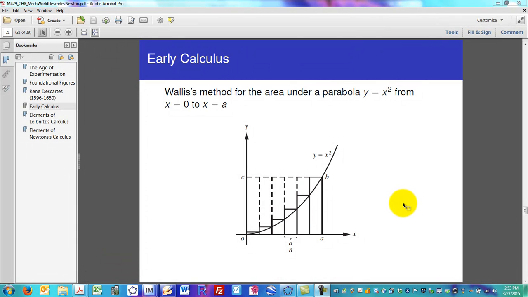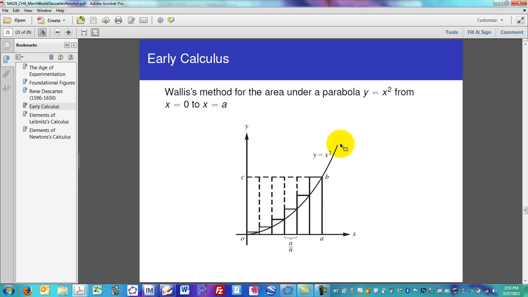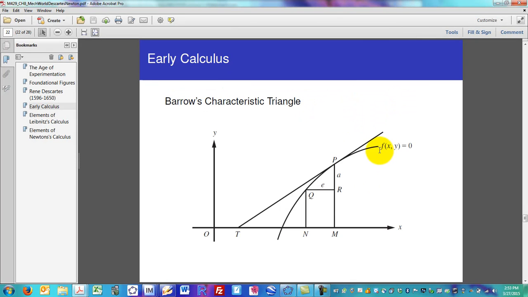Okay, let's take a quick look at another method which emerged prior to Newton and Leibniz's discovery of calculus, and that is Barrow's characteristic triangle method for finding the slope of a tangent line. So something in the area of differential calculus, as opposed to Wallis's integral calculus result. This is a very interesting story.